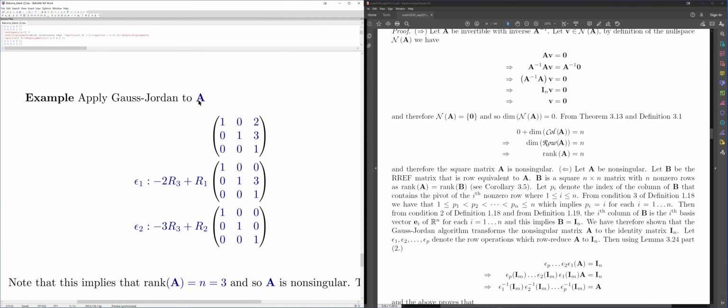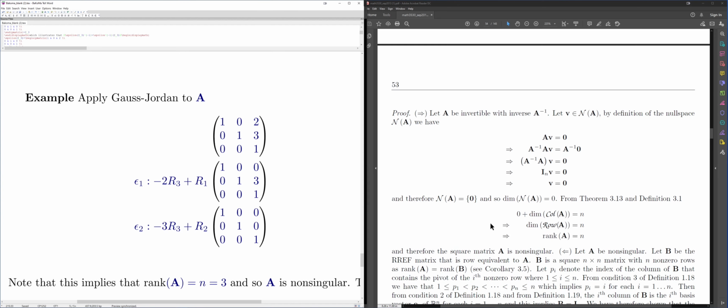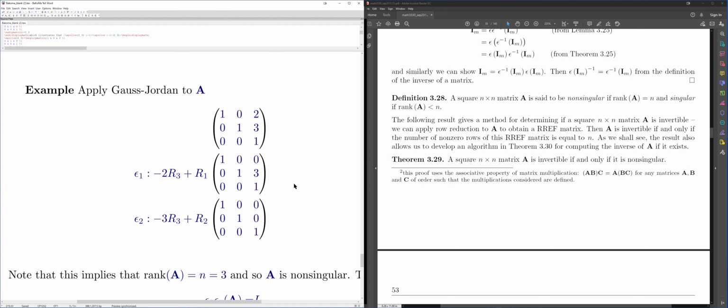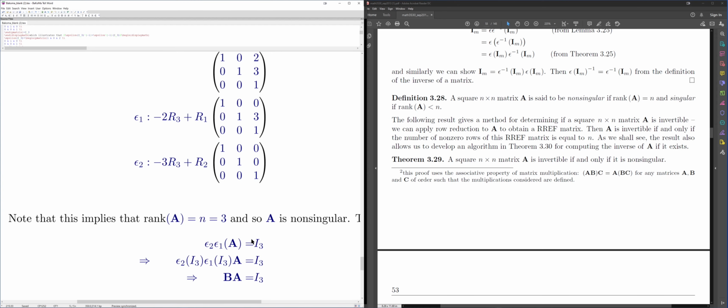So we're using this example over here for matrix A, and let's work with this matrix A. We apply Gauss-Jordan to it, and when we do, we get this RREF with 3 non-zero rows in it. So the rank of this matrix is 3, which is equal to the size of the matrix. So by definition, it satisfies the condition that the rank of the 3 by 3 matrix is equal to 3. So your matrix here is non-singular.